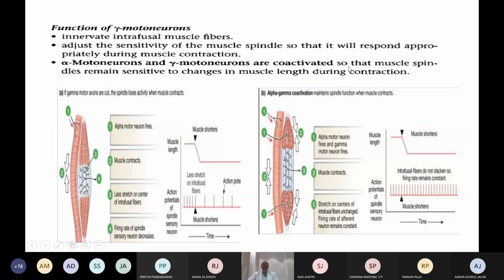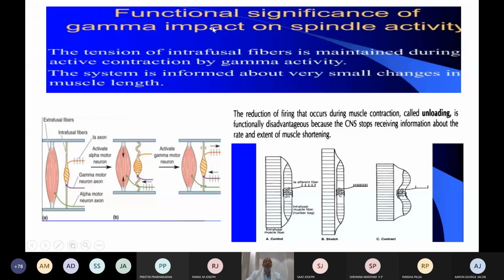Many times it is asked, what are the functions of the alpha motor neuron and gamma motor neuron? Innervating the intrafusal muscle fiber, adjusting the sensitivity of the muscle spindle, and alpha and gamma motor neurons are co-activated so that muscle spindles become sensitive to the changes in the muscle length. Understood? You can see this diagram, try to understand.